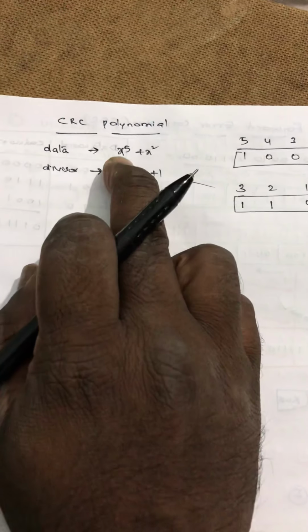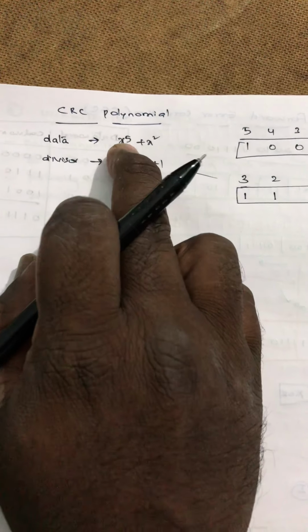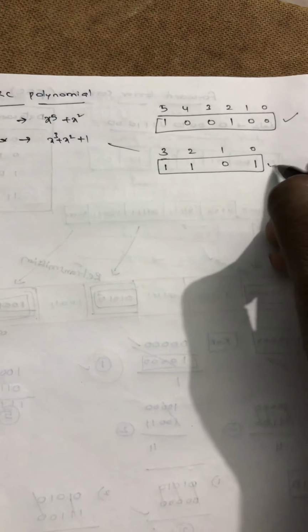Coming to this one, you have x cube plus x square plus 1, that is, highest power is 3, 2, 1, 0. Where 3 is present, we'll go with 1, 2 is present, 1, 1 is not there, and 0: anything power 0 equals 1, so you go with this. So your divisor is this. Pretty much simple, try to understand. You are going to count down the value from the highest power going down to 0, likewise for the divisor also. So this is your actual data and this is your divisor.